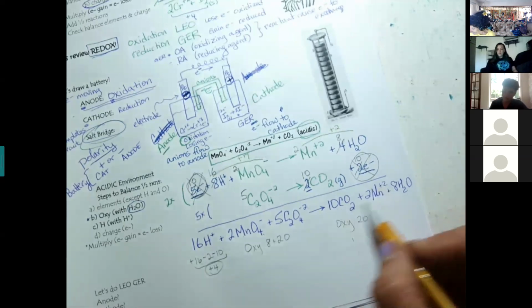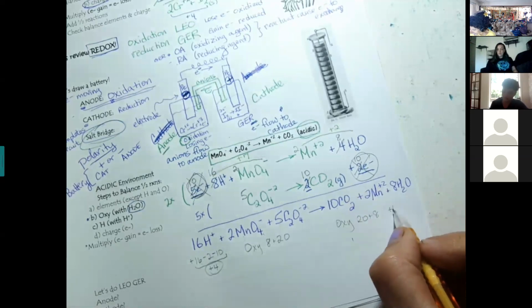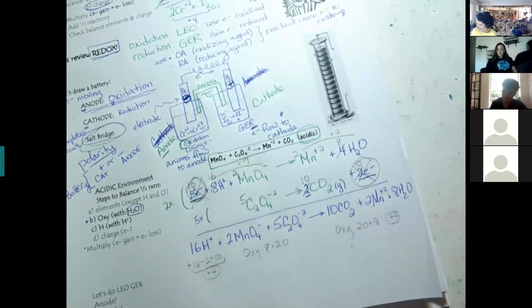Over here, oh, how nice. We have so many things that are neutral. We just have 2 times +2. We have a +4. Our charges balanced, our oxygens balanced. We're good. We feel great about this. Oh, except your teacher is probably going to ask you to either do LEO or to do GER. So let's do both.